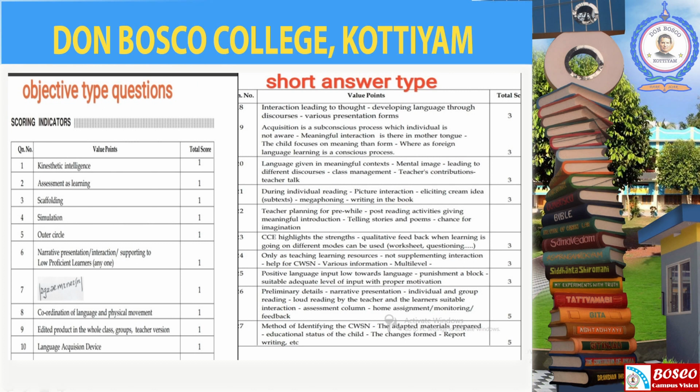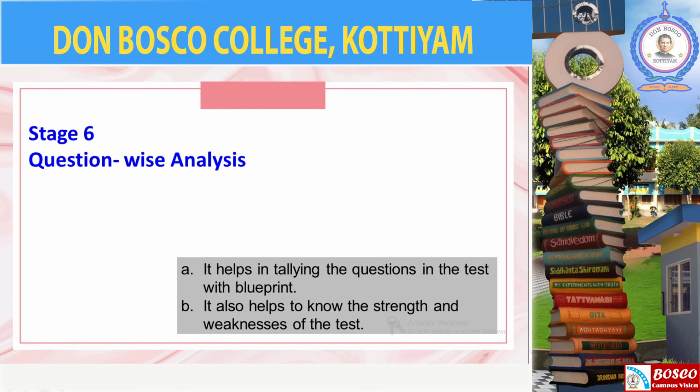So in the marking scheme, it is given how many marks should be deducted for grammar mistakes and spelling mistakes. So this kind of a detailed marking scheme is necessary to ensure the consistency and uniformity of your test. So that is about the stage preparing the scoring key and marking scheme. And the last stage of question paper setting is preparing question wise analysis. This helps you to tally the questions in the test with the blueprint, and it also helps you to know the strength and weakness of your test.